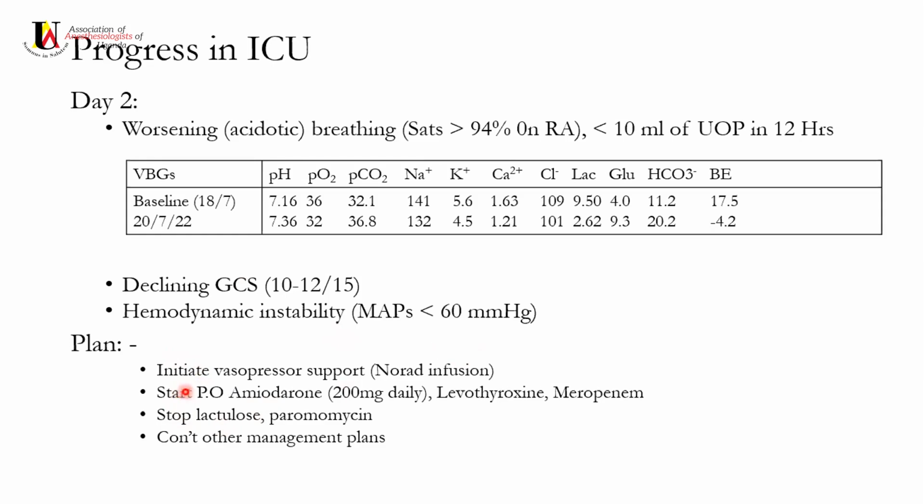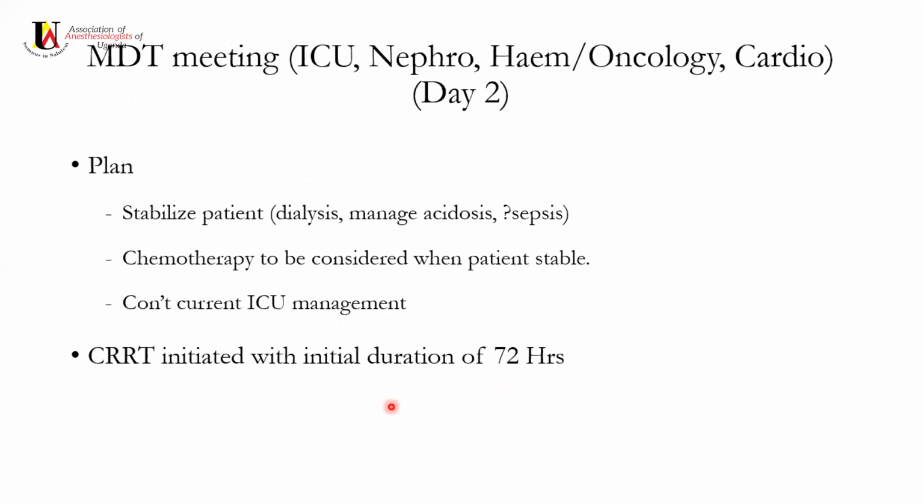And we also started him on oral amiodarone because his ECGs were showing PVCs. And then, like I said, we also initiated him on the levothyroxine, and then we started antibiotics on meropenem. The team that referred him said for 1 day, they had put him on epicephin. So we escalated him onto meropenem. The other plan was that we stopped the lactulose and then the paromomycin and continued the rest of the management as we had initiated before.